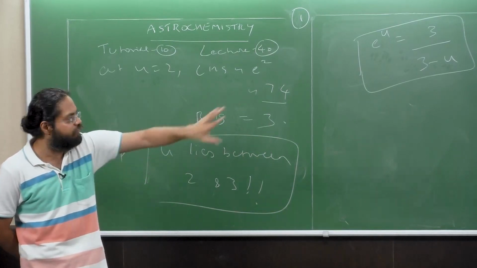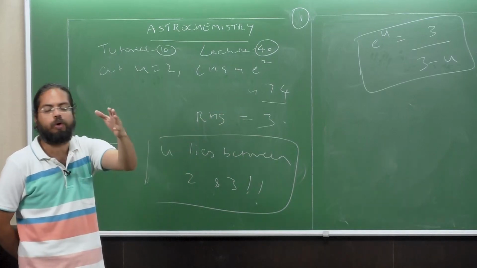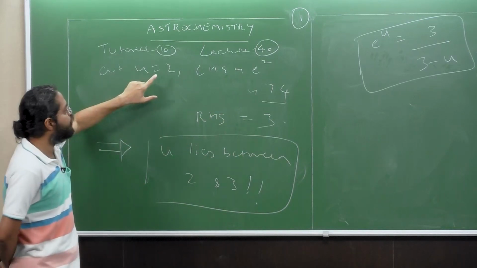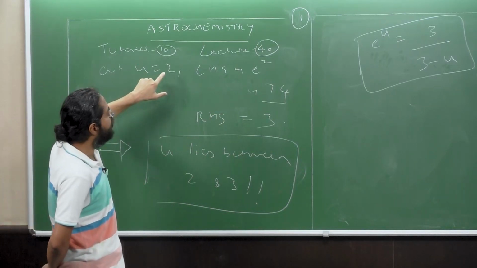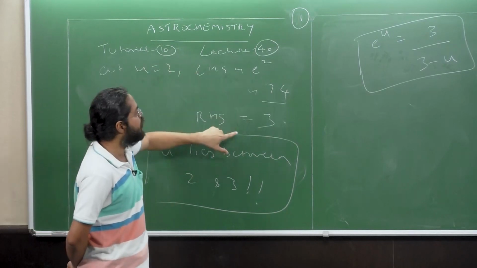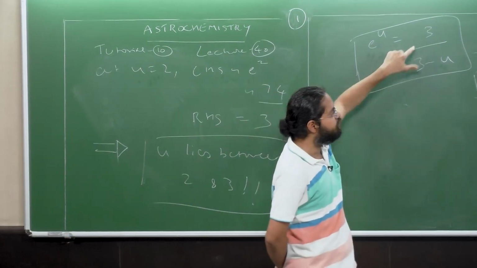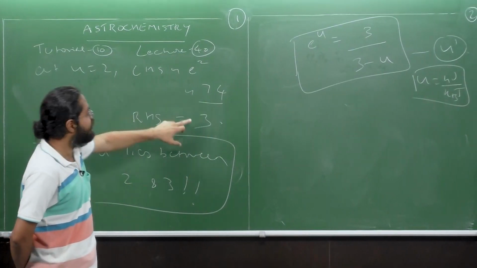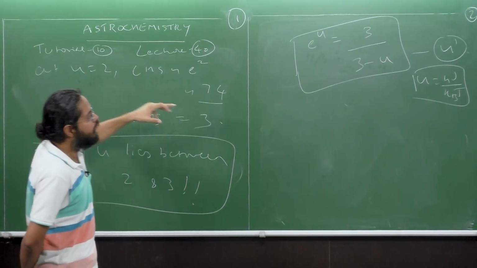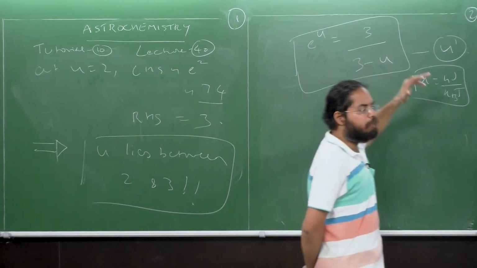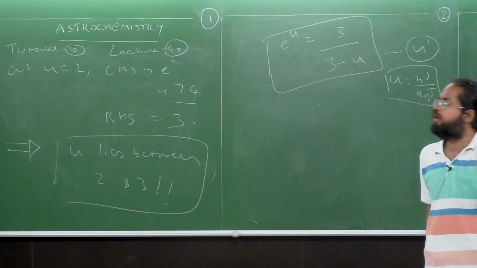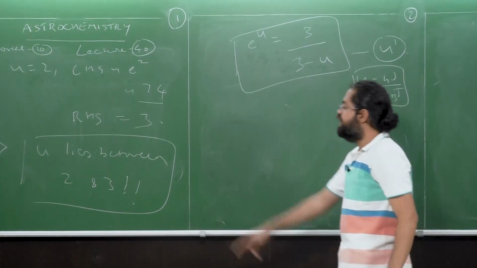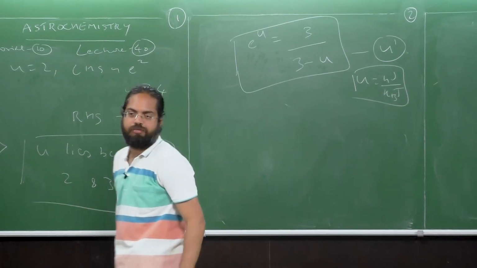I'll tell you what it is if we have time in the tutorial. If not, you can take it as homework. So we chose u equals 2, and we realized that the value of the RHS, that is 3 by 3 minus u, is less than that of the LHS. So from being less when u equals 2, it blew up to much more when u equals 3. Therefore, we decided that u has to lie between 2 and 3.